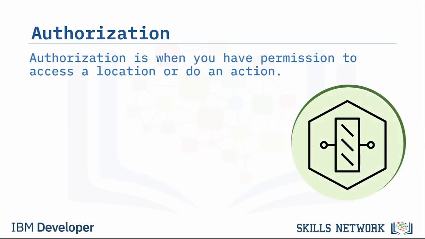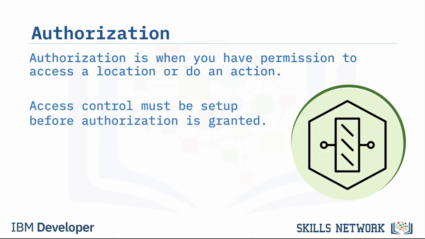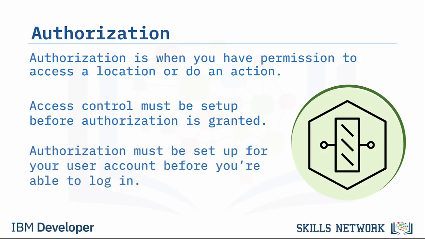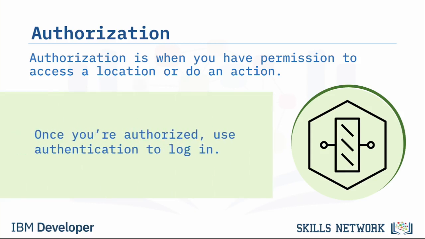Authorization is when you have permission to access a location or do an action. Before you can access an account or system, you need authorization. Access control must be set up before any authorization is granted to maintain data security, and authorization must be set up for your user account before you're able to log in. Once you are authorized, you can then use authentication to log in.